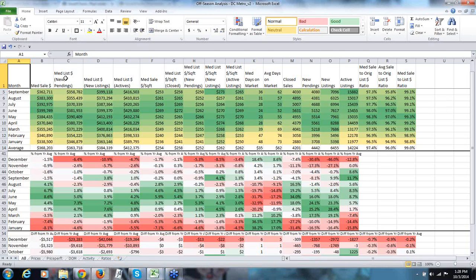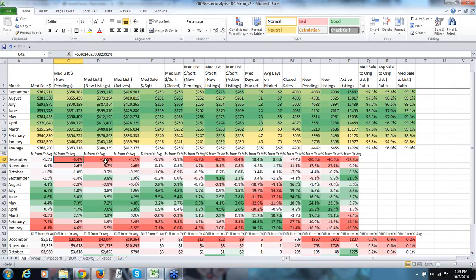But when we look at this for median list price new pendings, we can see that December is the low water mark in terms of the calendar month for the year. So this is not the time that I'd say I want to sell my house or list it, November or December, because of this. There's less demand, and that drives down the pressure on pricing.